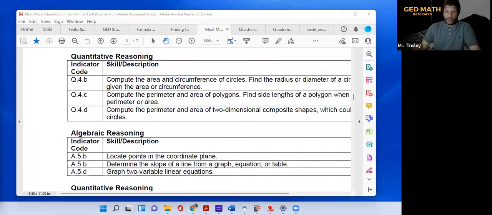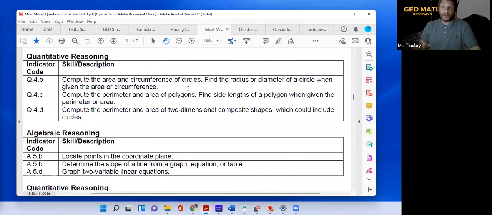is, oops, let me move this over so we can see it. Compute the area and circumference of circles. That's what we just did. But again, this is a list of the most missed questions. Find the radius or diameter when given the area or circumference. That's the question that's mostly missed on the GED. So if it's a most missed question, you have to be prepared to answer that question.